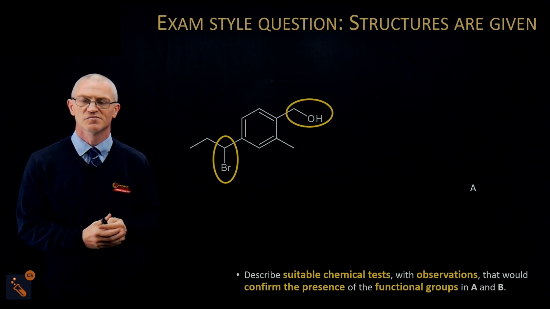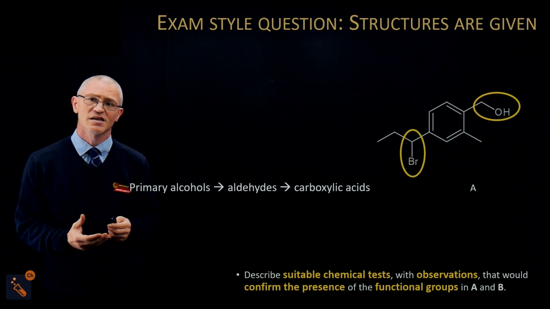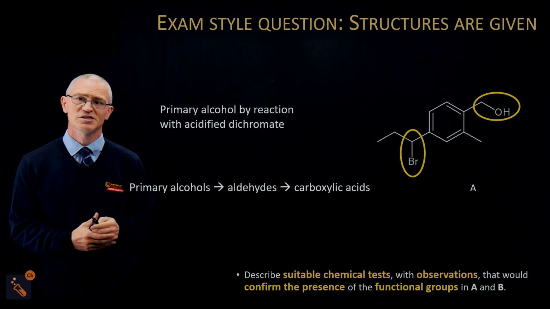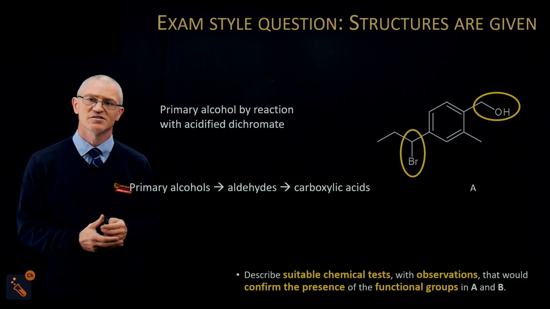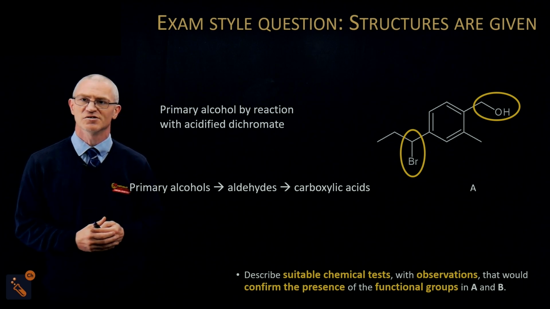What will they react with? Well, a primary alcohol can be made into an aldehyde or a carboxylic acid, and it can be done with acidified dichromate, or sulfuric acid and potassium dichromate.